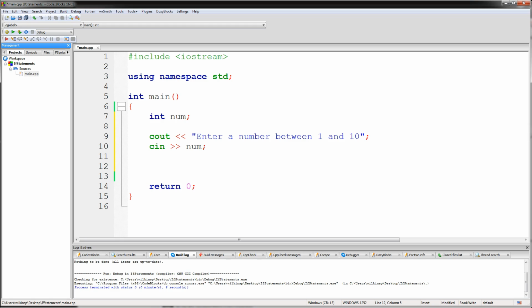Welcome back. So today we're going to be looking at some more advanced uses of if and if else statements. So we'll go ahead and jump right on in.